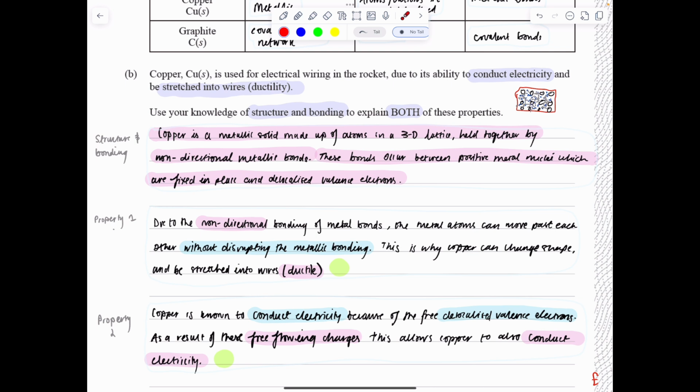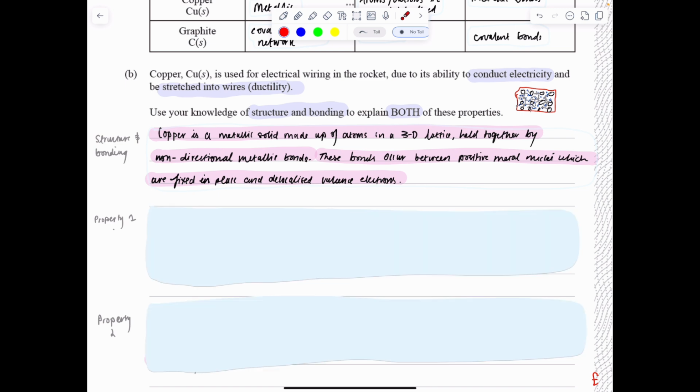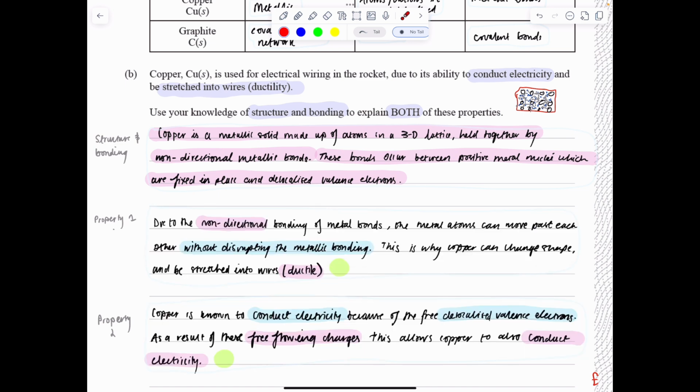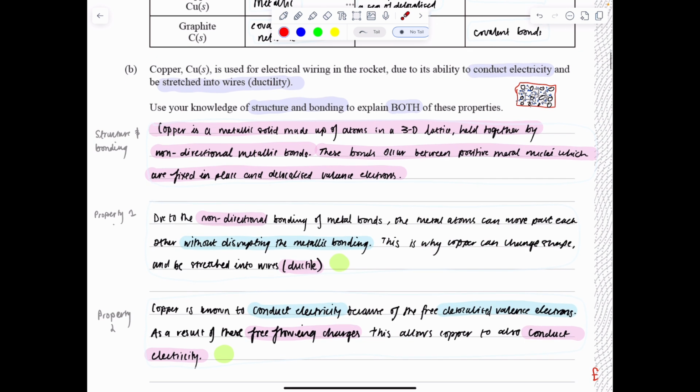So let's have a look at property 2. Copper is known to conduct electricity because of the free delocalized valence electrons. As a result of these free-flowing charges, it's important to mention free-flowing charges, this allows copper to also conduct electricity. So, by explaining everything, especially these, okay, we have gotten ourselves a lovely excellence.